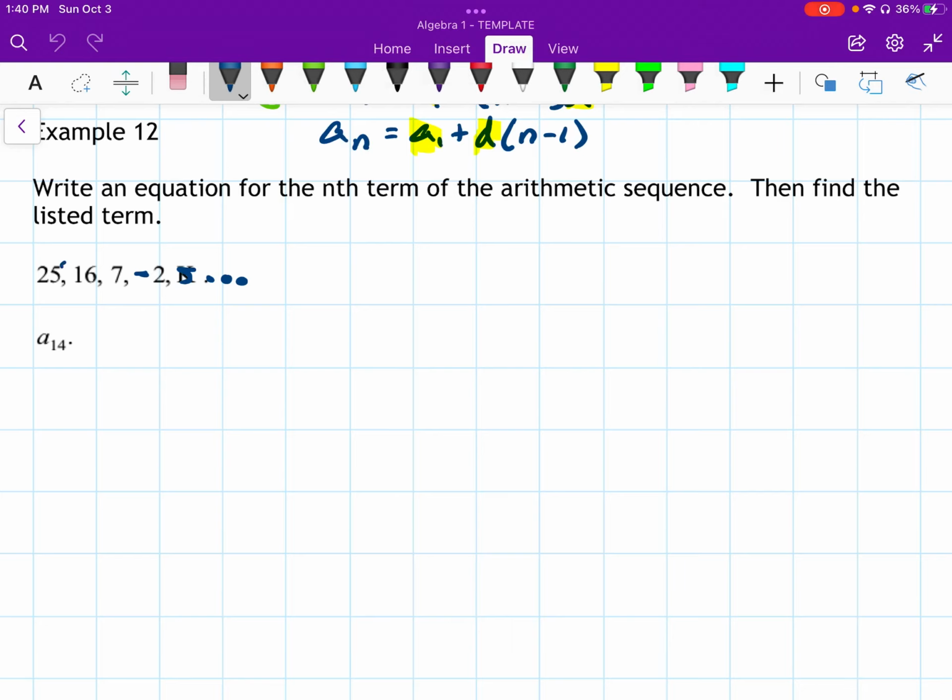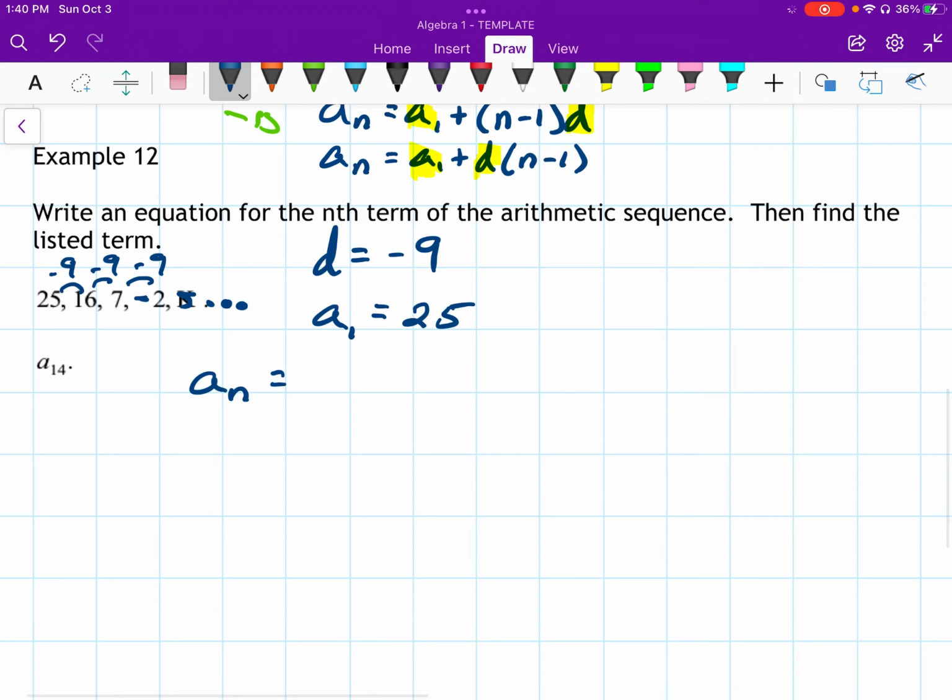So 25 to 16, what did we do there? I think that's -9. Yes. 16 to 7 would be again -9. So my common difference is -9, right? We subtract 9 each time. My first place term, a sub 1, is 25. So a sub n, plugging into my formula above, would be 25 minus 9 times n minus 1.